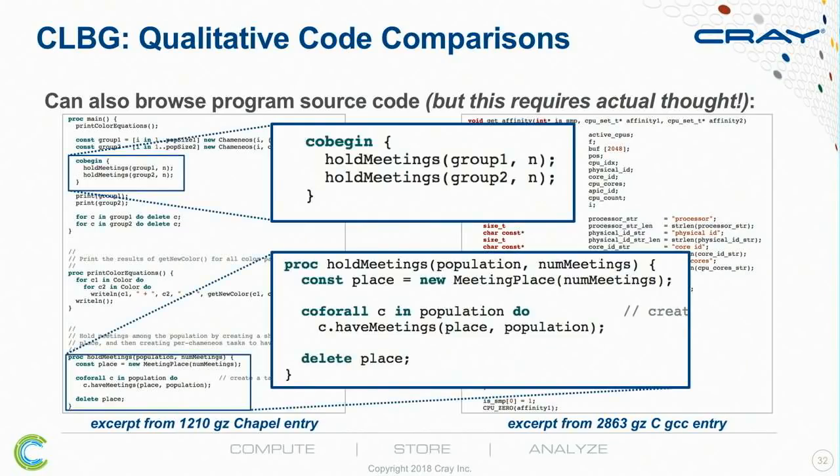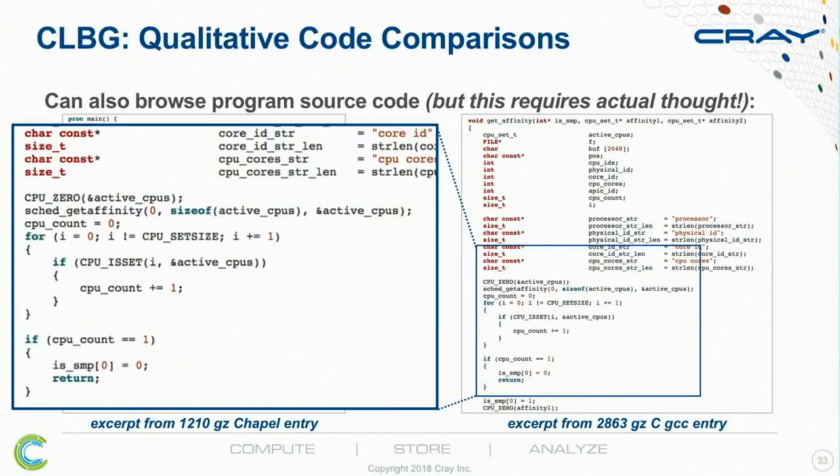you can see things like these high-level co-begin and co-forall constructs, which create tasks. Whereas in the C entry, you can see things like schedule get affinity and things that hopefully most of you have never had to deal with in your life. Okay? So that's a little bit about Chapel.